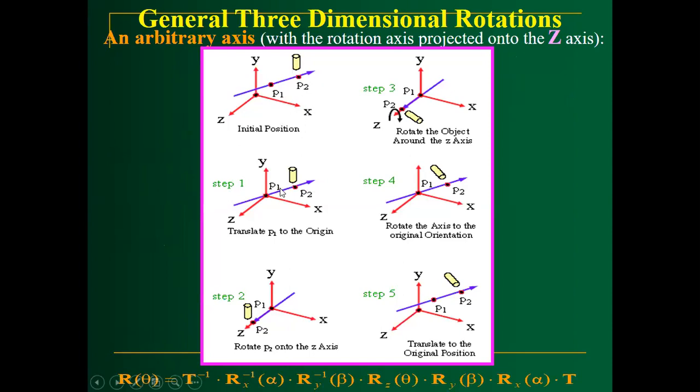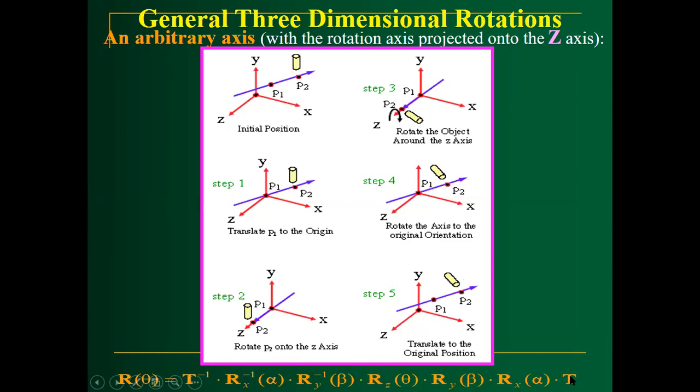Step 1, bring that to origin. Step 2, rotate it such that it coincides with the z-axis. Why? Because we are assuming that the rotation axis is projected to the z-axis. So step 1, bring to origin. Step 2, rotate the arbitrary axis onto the z-axis. Step 3, rotate the object about the z-axis. Step 4, inverse rotation. That is, go back, rotate your arbitrary axis back to its original orientation. Next, the fifth step is inverse translation. Go back to where we were.